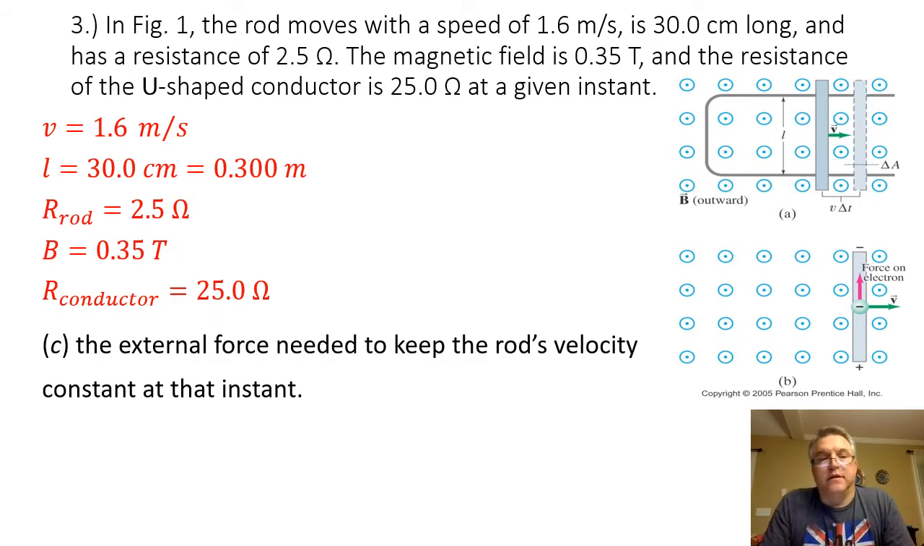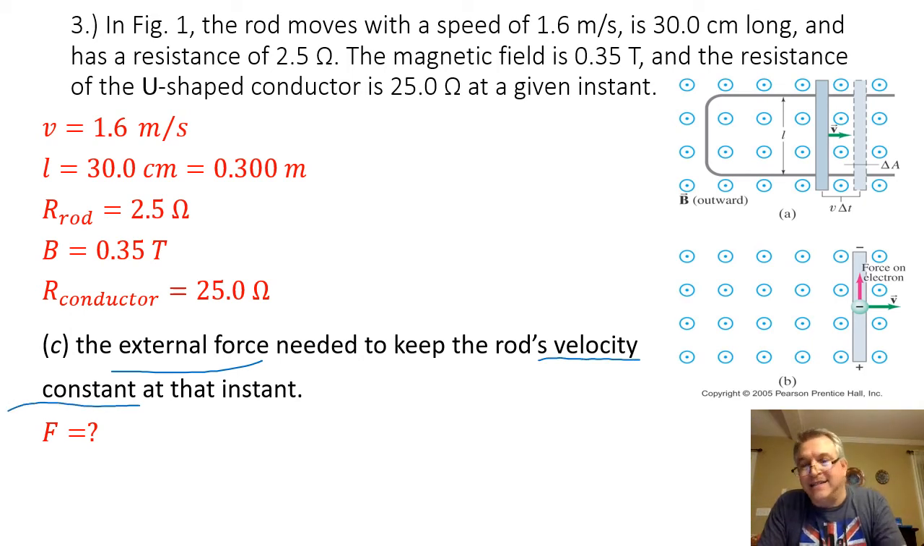Part C asks us to find the external force needed to keep the rod's velocity constant at that instant. There's a couple of key words here. We know that the external force is what we're looking for, and it's keeping the rod's velocity constant, which means there is a force being exerted on the rod by the magnetic field. In order to get the rod to move at 1.6 meters per second, there needs to be some external force acting on the rod to counteract or balance the force exerted by the magnetic field. So if I can find the force exerted by the magnetic field on the rod, then I know the magnitude of the external force as well.